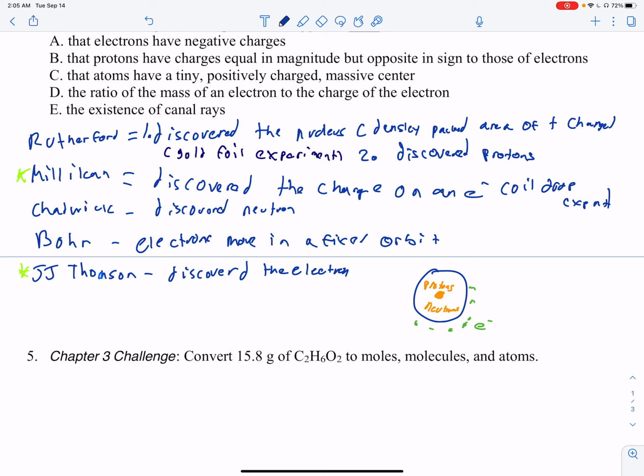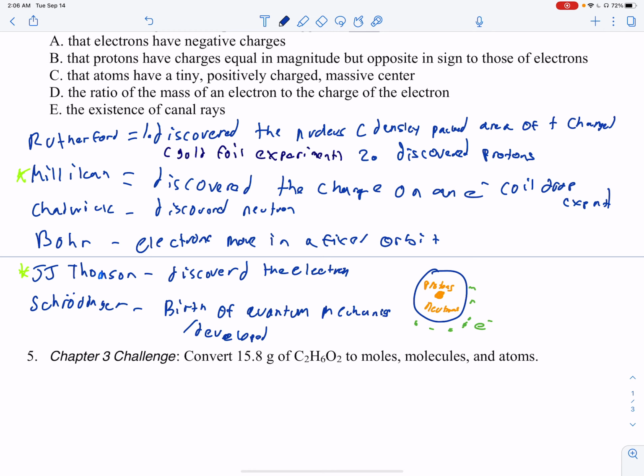Oh, I did forget one person we probably should know about, Schrodinger, who I think is interesting. But once again, that becomes more handy later in the semester. Schrodinger is kind of known for the birth of quantum mechanics. So he kind of discovered quantum mechanics and developed it. Sometimes it's called developed. So not super interesting, but that's what it is.